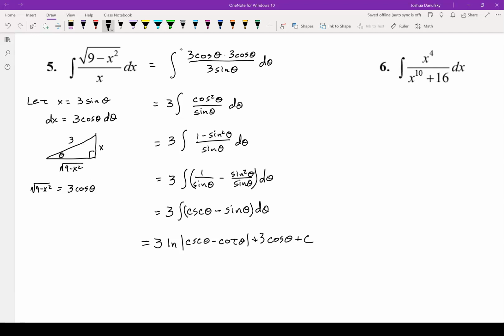Now we've got to bring back our x's. So looking at our triangle, we notice that cosecant theta is equal to 3 over x. Cotangent theta is equal to the square root of 9 minus x squared over x, like that. And so we end up with 3 ln of 3 over x minus the square root of 9 minus x squared over x, plus 3 cosine theta, which is the square root of 9 minus x squared, plus c.